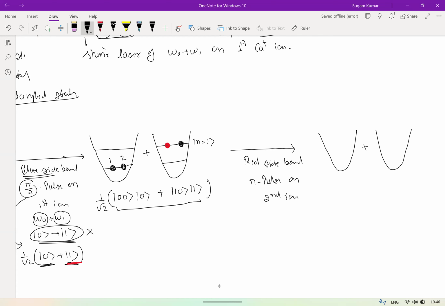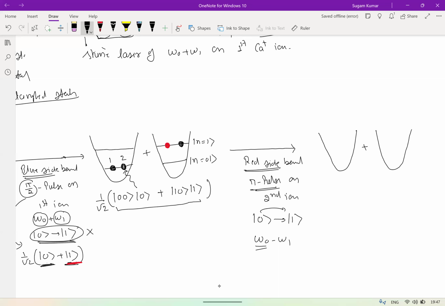Now see, understand here. When you shine a photon on the second ion, and you are shining the pi pulse, a pi pulse is going to cause 0 to go to 1, correct? But look at this red sideband. Red sideband means the frequency is omega naught minus omega 1. Now see, this frequency is less than omega naught, so this cannot cause this transition. And this is too high compared to omega 1. This cannot cause the transition from n0 to n1.